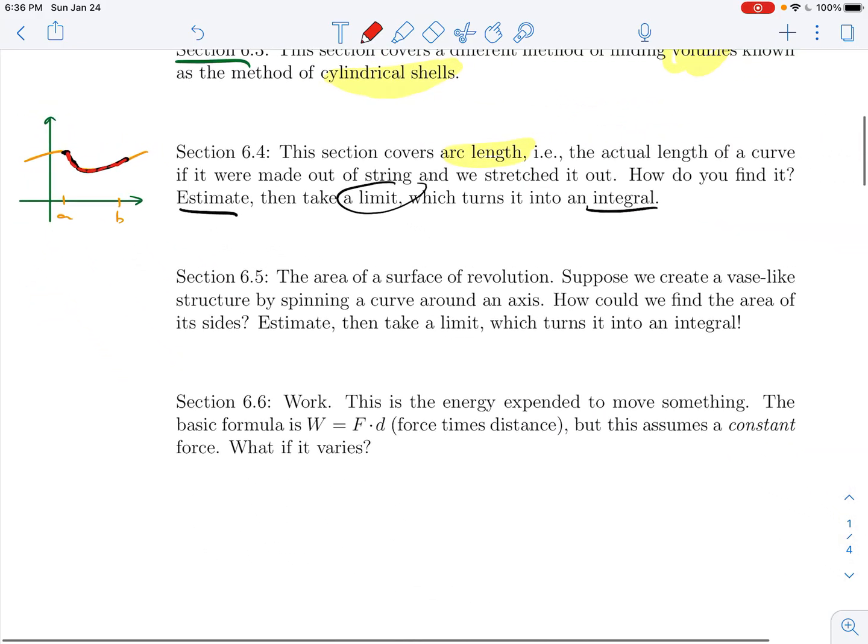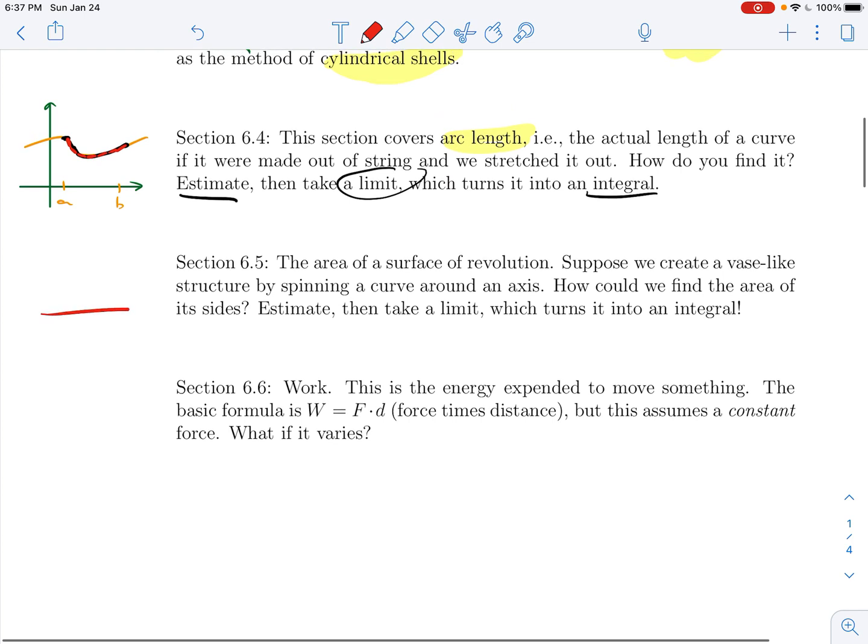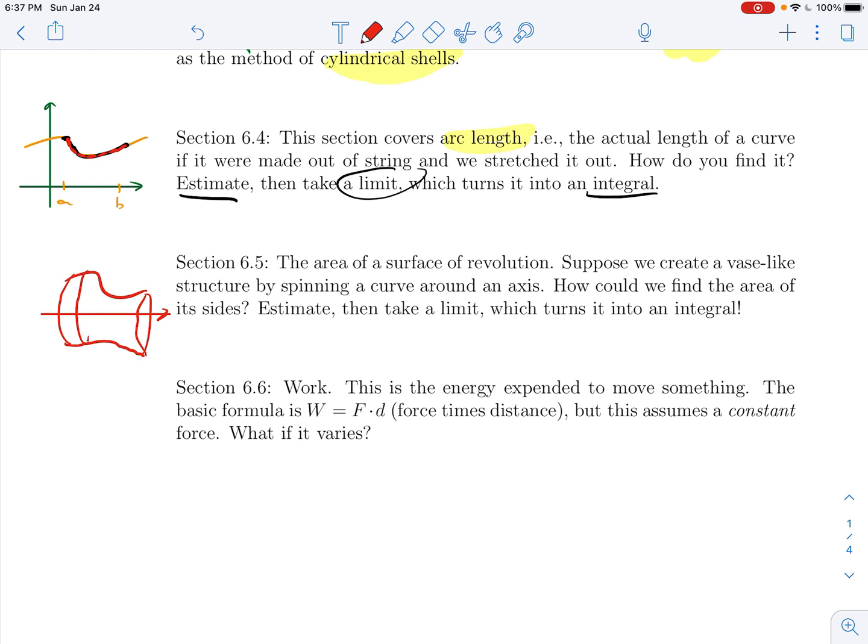Section 6.5 is surface area of a surface of revolution. If we spin something around, like we saw in some volume problems, maybe we want to know, well, actually, how much area is there on the side of this thing? So, for example, if we have some curve like that, and we imagine spinning it around, to get something kind of round like this, right? What's the area on the outside of that thing? There's a formula based upon a limit process that gets that for us.